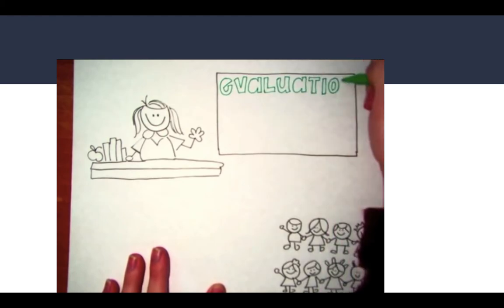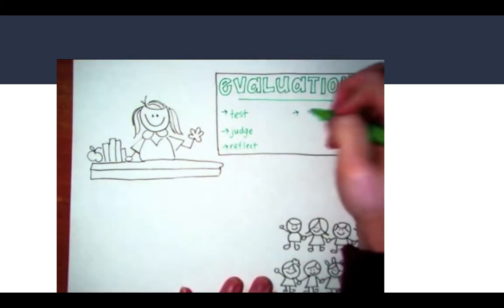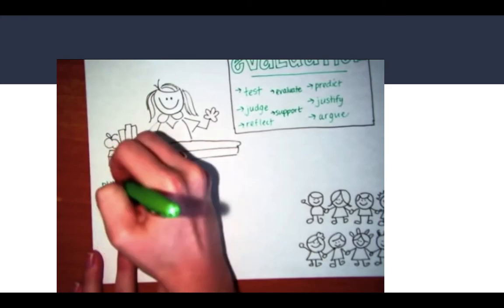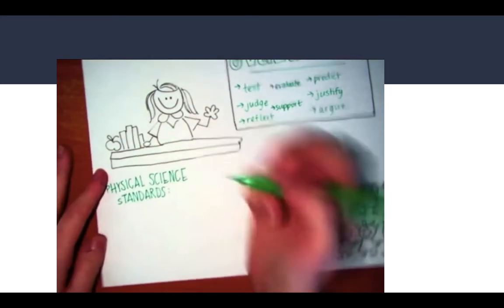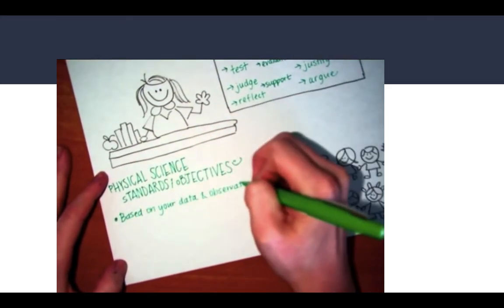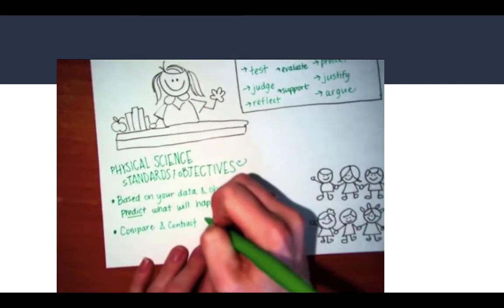Evaluation tests the student's ability to justify a stand or decision. Can your student appraise or critique something on the basis of specific standards or criteria? To test this, questions can begin with words like test, judge, reflect, predict, or justify.